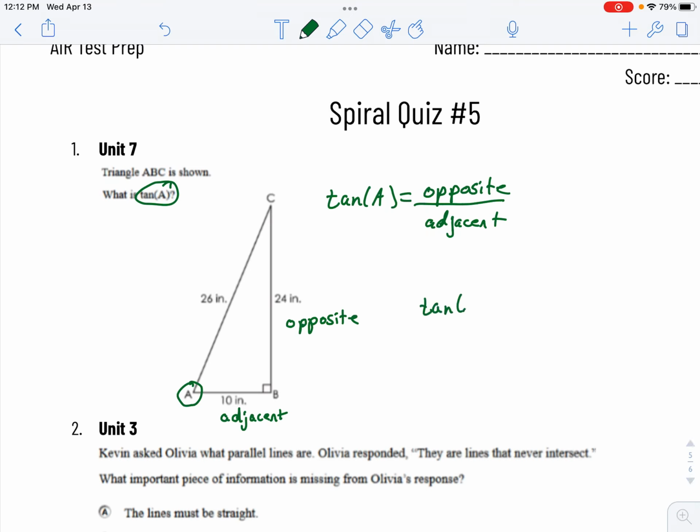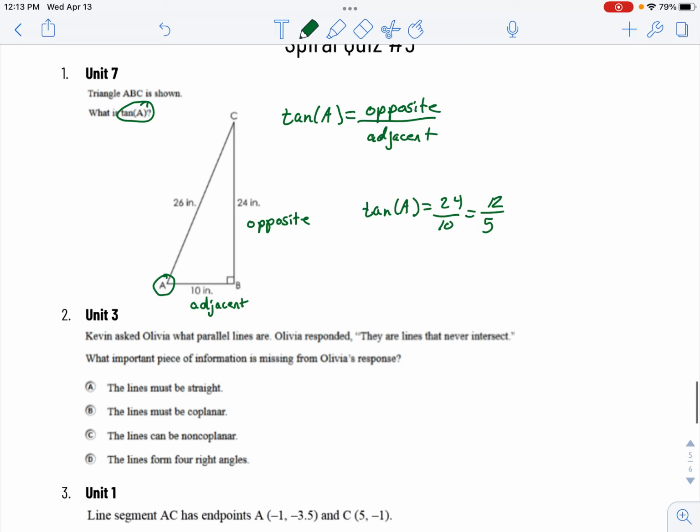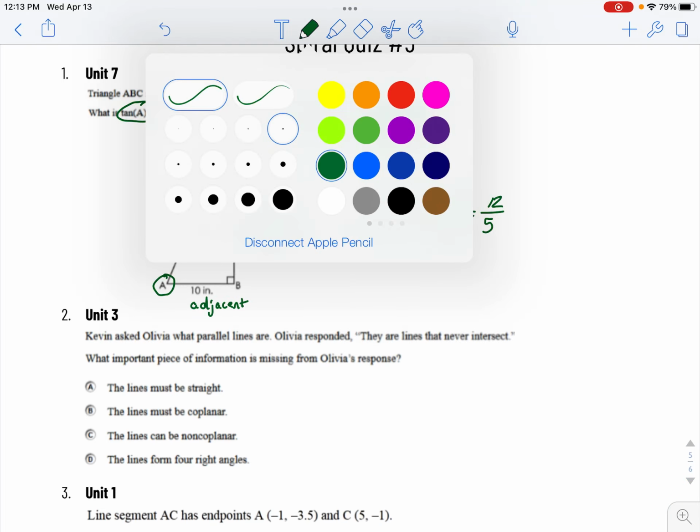Alright, so it's literally just saying tangent of A equals 24 over 10, also known as 12 over 5. Literally just writing a fraction. The easiest trig problem out of all the trig problems that you could be asked. Just using our formula sheet, remembering the parts of a right triangle, and basic trig.